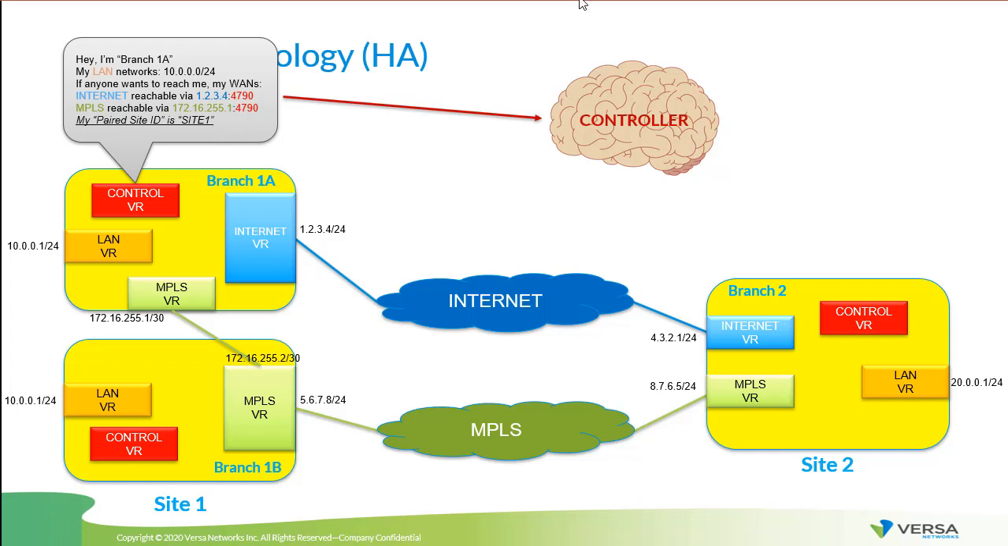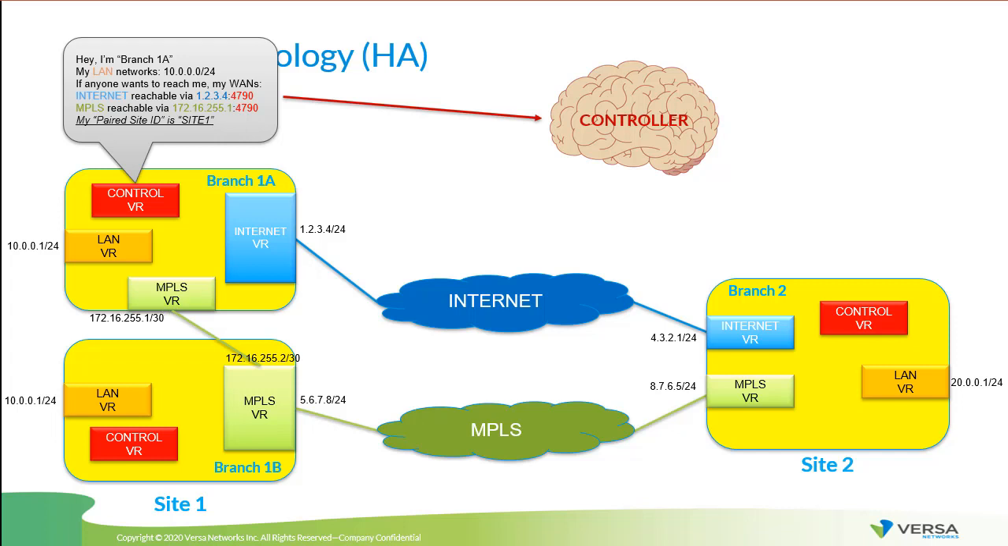You can ask me, then, if branch 1A advertises MPLS network as 172.16.255.1, which is RFC 1918 address space, so it's a private address space that cannot be reached from the internet or MPLS, how will branch 2 know how to get to this IP address specifically and to this port? For this, we have a special trick.